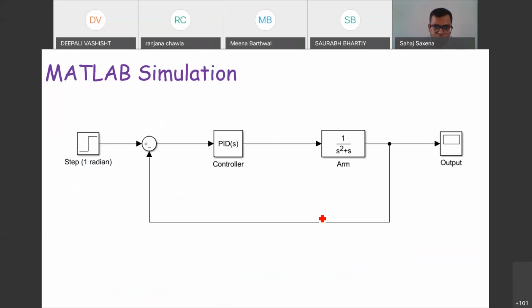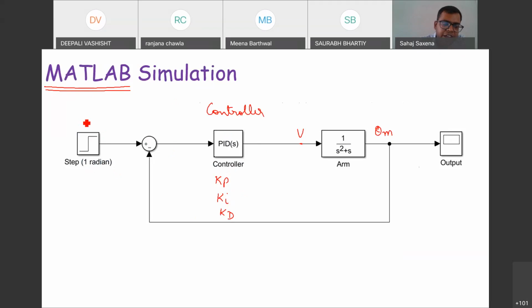Let's see whether it will really work or not. In the previous slide we talked about the transfer function, and here you can see there is a relation between angle and voltage, and this is my controller, which is a PID controller. I selected my KP, KI, and KD values and built a PID controller. This is my MATLAB simulation. In the MATLAB software, I did these simulations, and what I do is I give the set point as 1 radian.